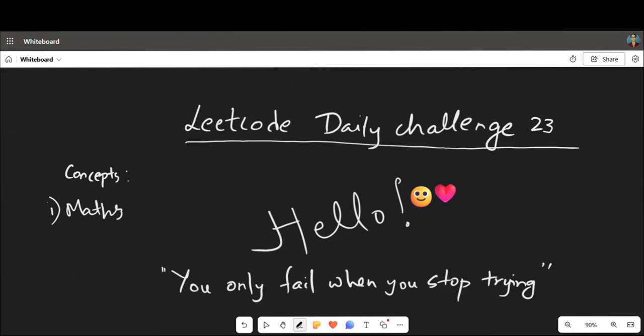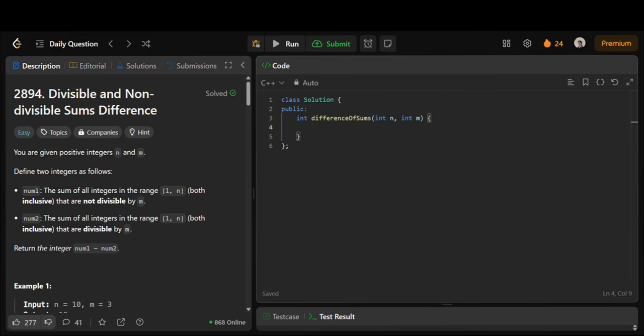So let's see today's daily challenge on Leetcode and try to solve it. We are given divisible and non-divisible sums difference. We are given two values nums1 and nums2. We need to calculate nums1 minus nums2, and for that we are given two positive integers.